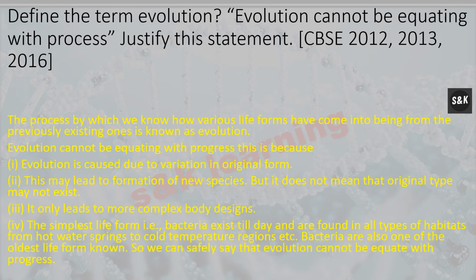Define the term evolution. Evolution can be equated with progress. The process by which various life forms have come into being from previously existing ones is known as evolution. Evolution cannot be equated with progress. This is because evolution is caused due to variation in the original form. This may lead to formation of new species, but it does not mean that the original type may not exist, it only led to more complex body designs.